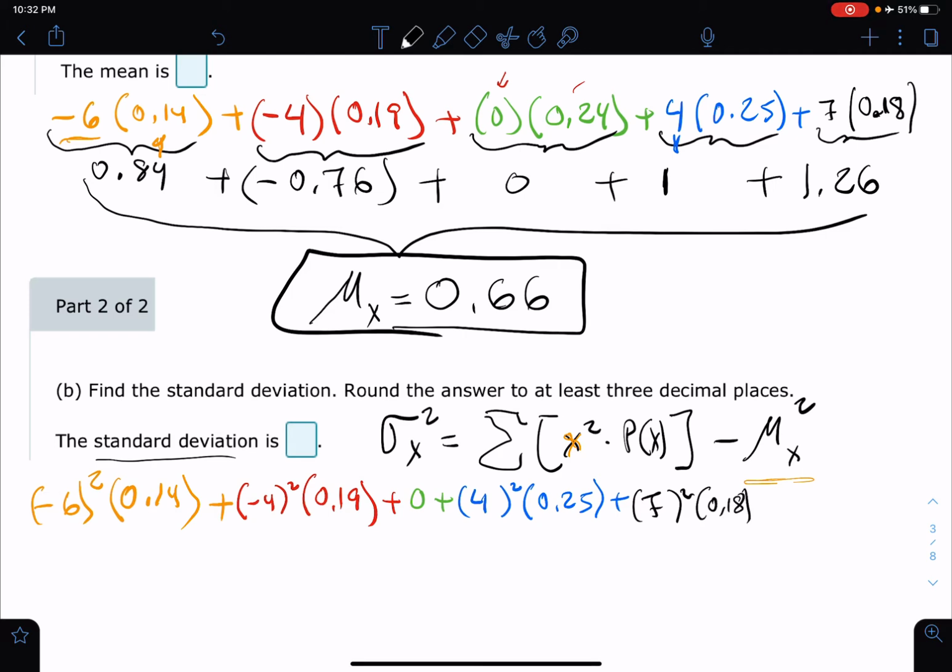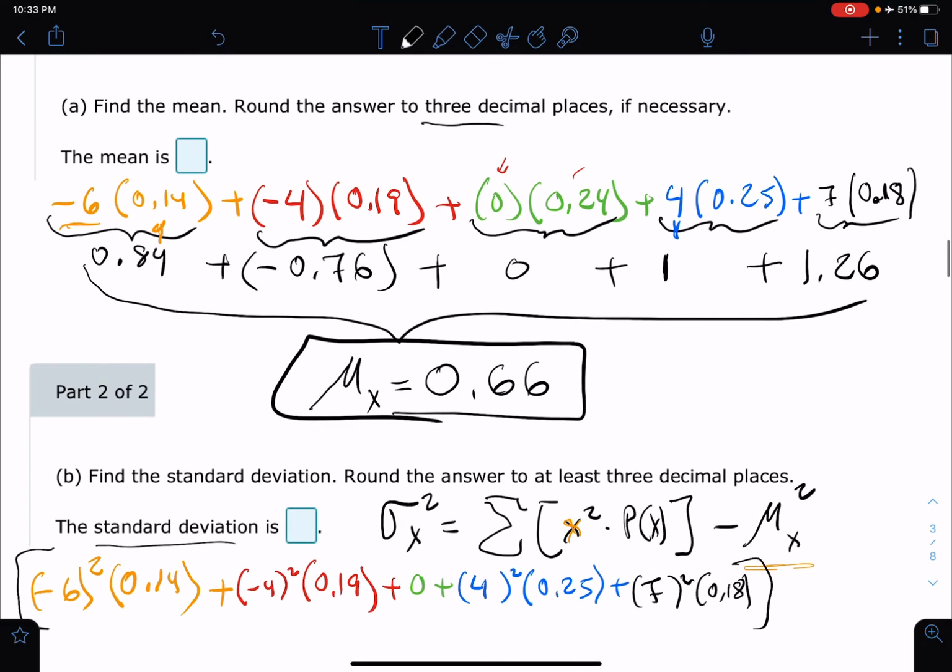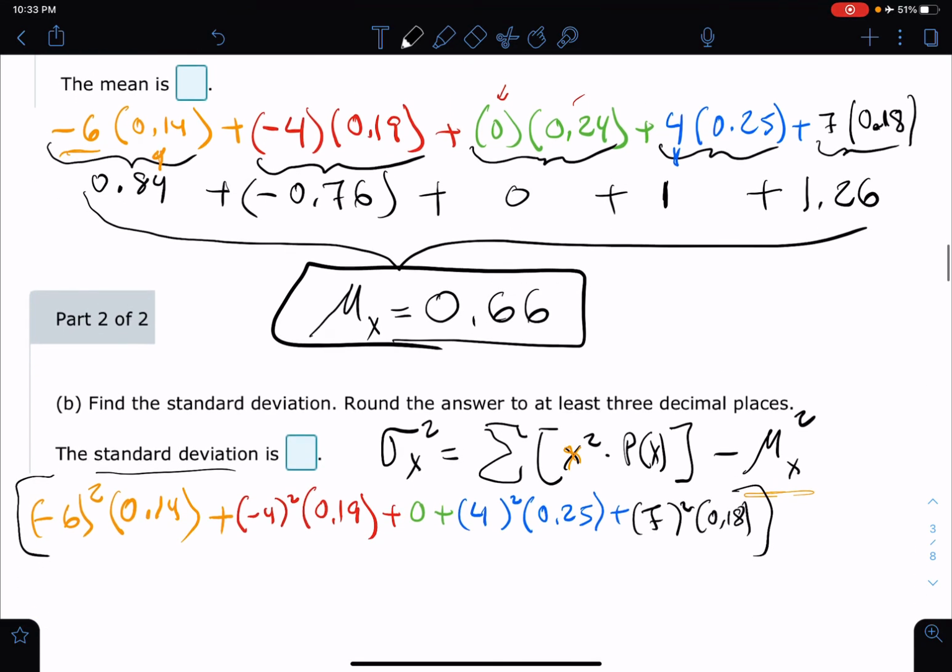And so this is what we've just done, right? We just did this part right here of the formula. Now we have to subtract. So now we have to subtract the square of what? The mean, which is just right here, 0.66.